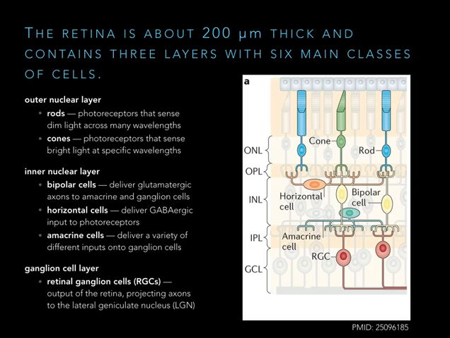Once we've activated our photoreceptors, then they're going to signal to cells within the inner nuclear layer. The principal cell that we need to know about would be the bipolar cells. These are the middlemen between our photoreceptors on top and the retinal ganglion cells on the bottom.